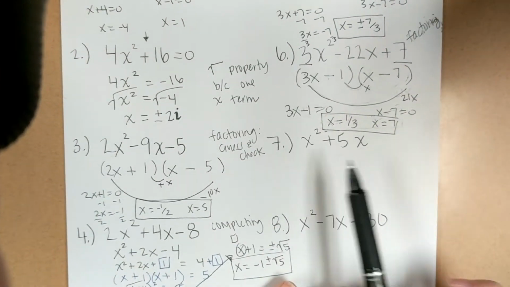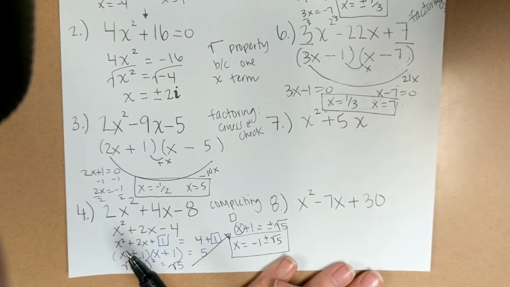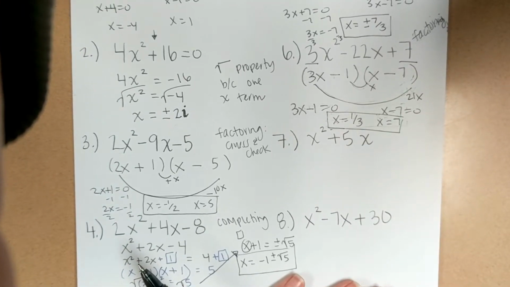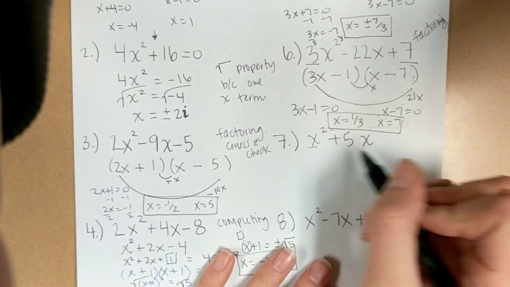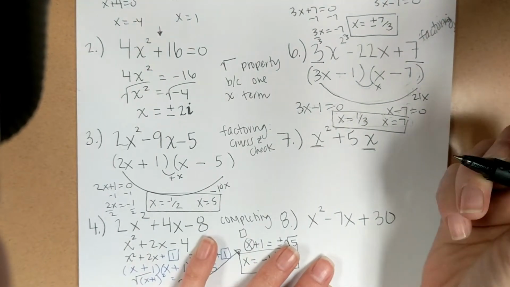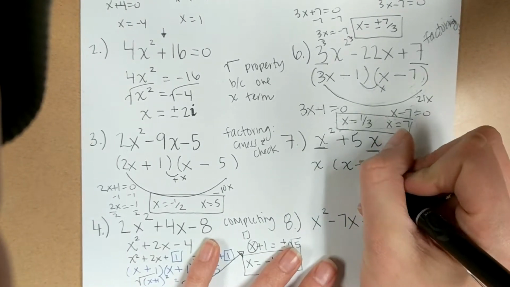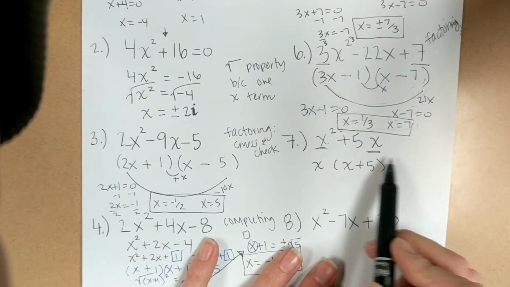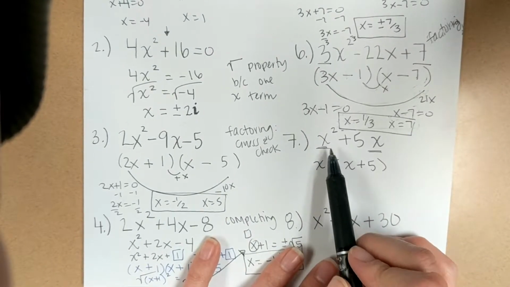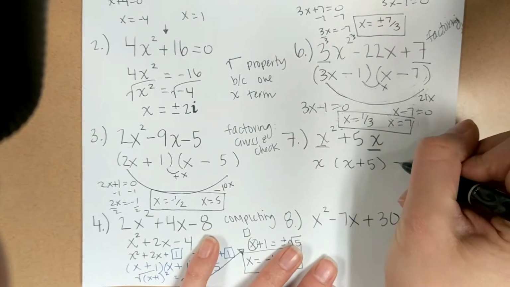Okay, so we are looking at question 7, x squared plus 5x. What do I do here? Oh, well, I noticed that both of these have an x. So why don't I pull out my greatest common factor? I pulled an x out because if I distribute this back in, x times x is x squared, and x times 5 is 5x. So I haven't changed this at all.